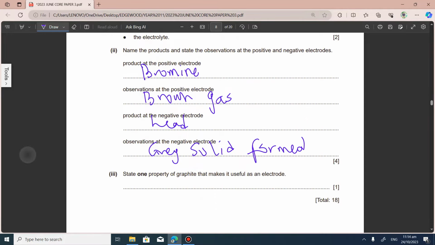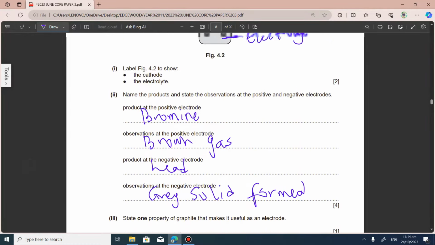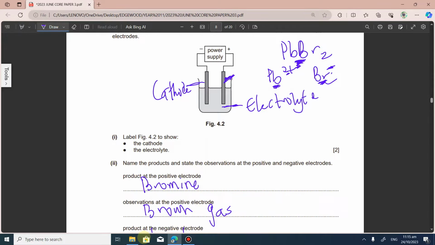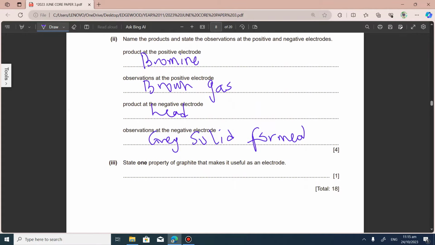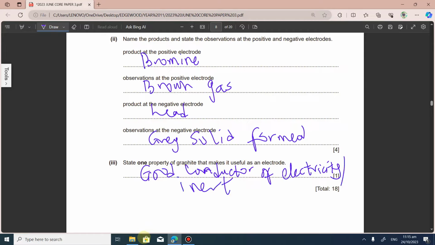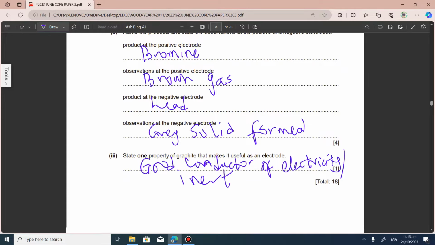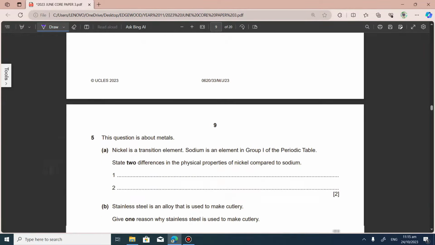Okay, so state one property of graphite that makes it useful as an electrode. Now, why do we majorly use graphite as an electrode? Number one, it is a good conductor of electricity, unlike diamond. And sometimes it's used because it is inert. So either of them could get you the score, 1 mark for that question.